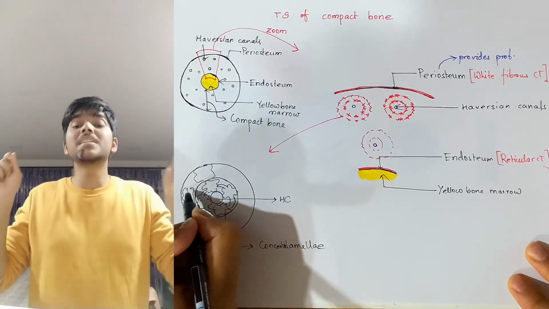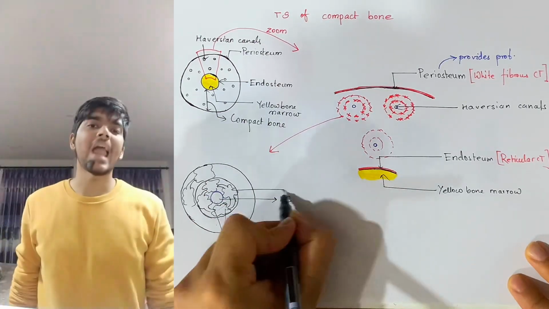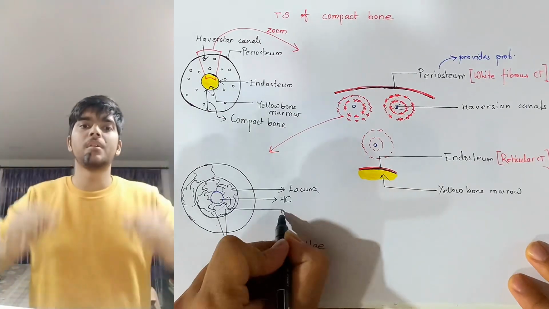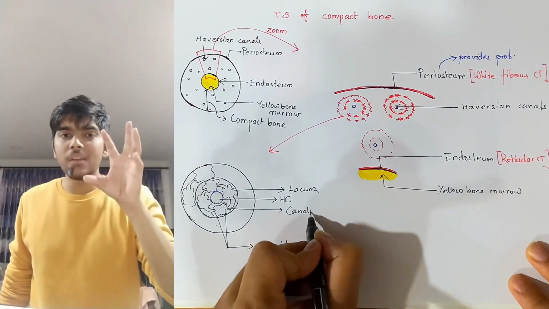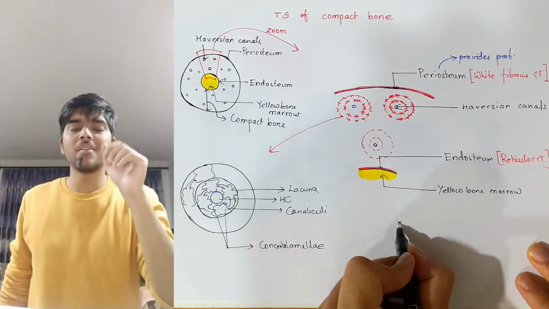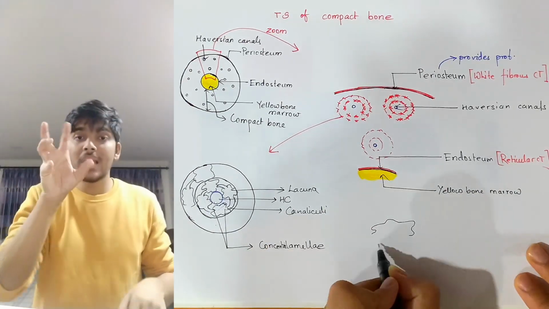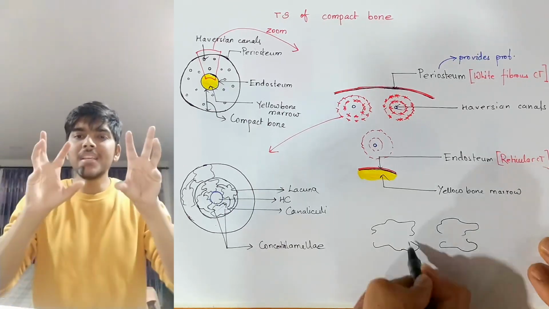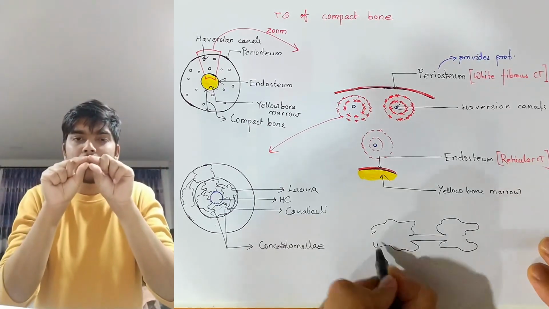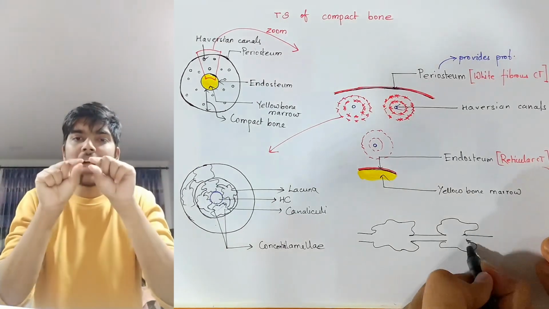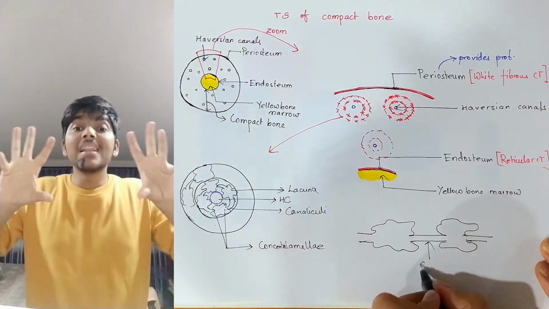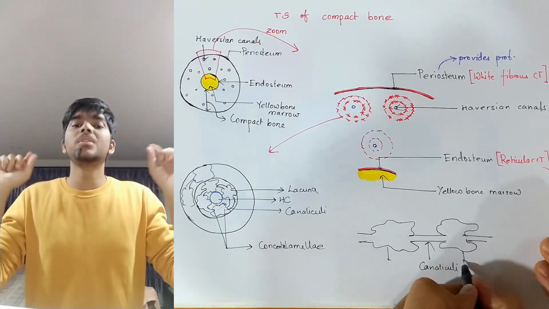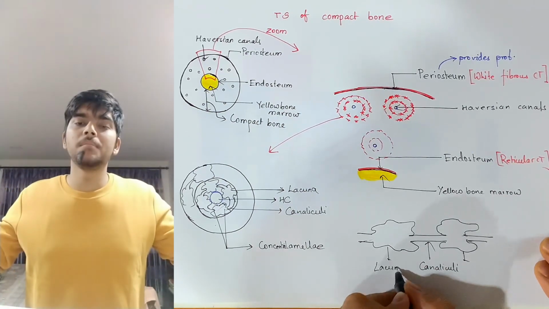And the empty spaces themselves are known as lacuna. Let me show you this in a zoomed figure. So there's your lacuna, or the empty space, which is irregular shaped. There's your other lacuna, or empty space, which is irregularly shaped, and these two lacuna are connected with each other with the help of very thin canal known as canaliculi, and these two lacuna are again connected to other lacuna with the help of same canaliculi.